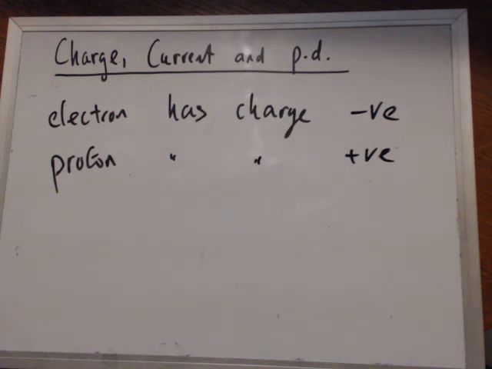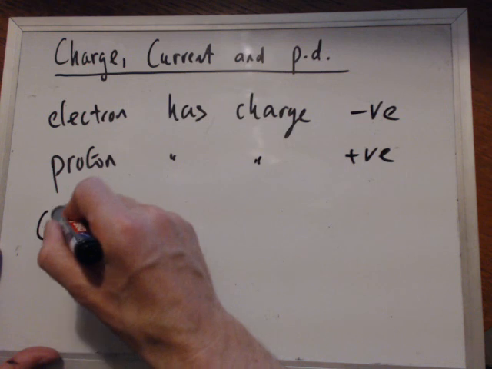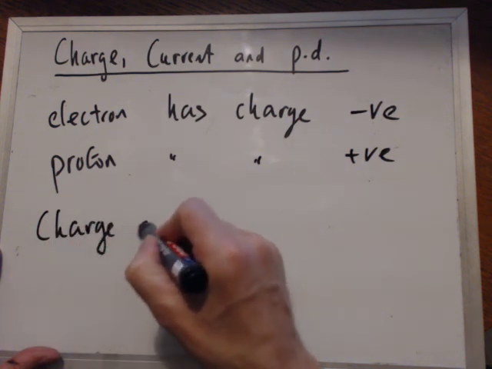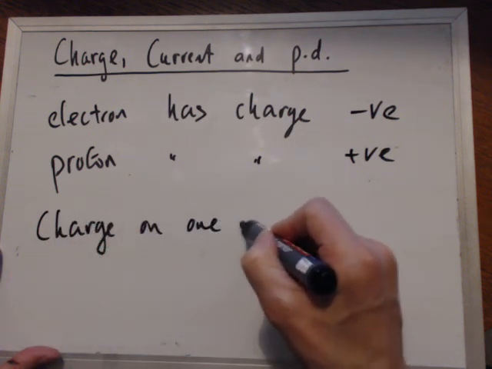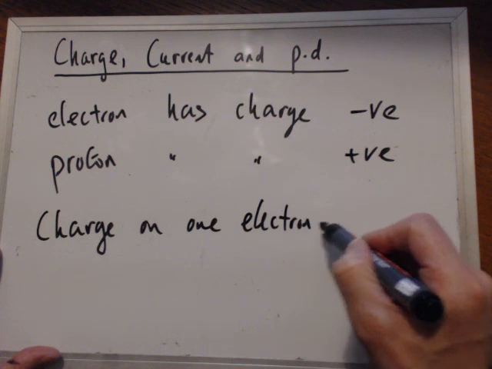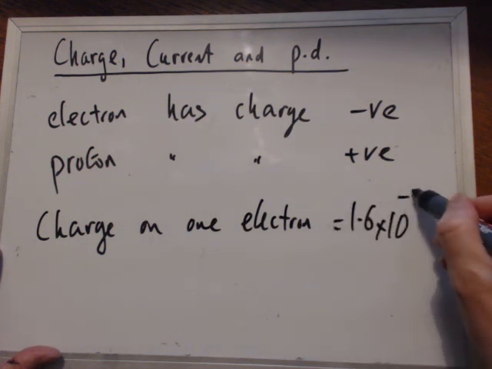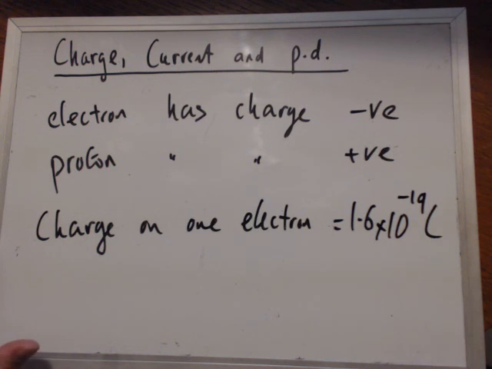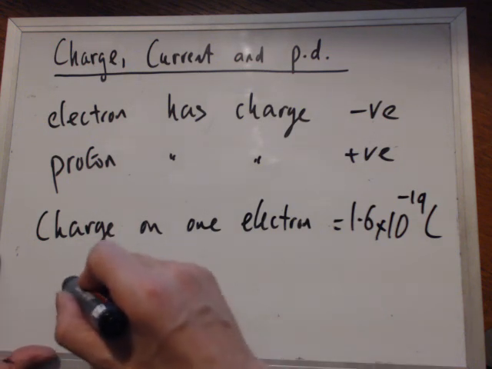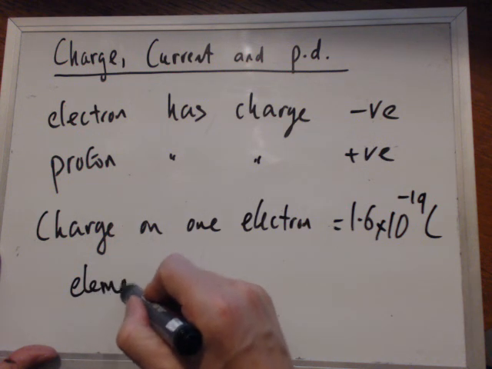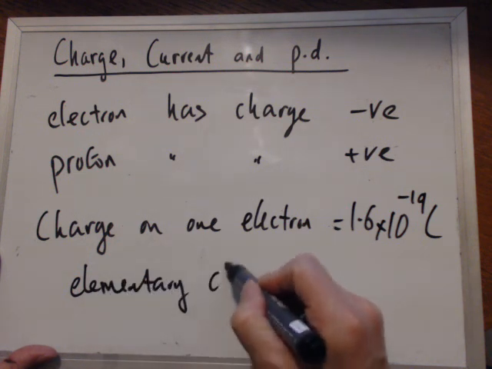I can also say that the charge on one electron is equal to 1.6 times 10 to the minus 19 coulombs. That would be negative. Also, the charge on a proton is also 1.6 times 10 to the minus 19 coulombs, and this is known as the elementary charge.